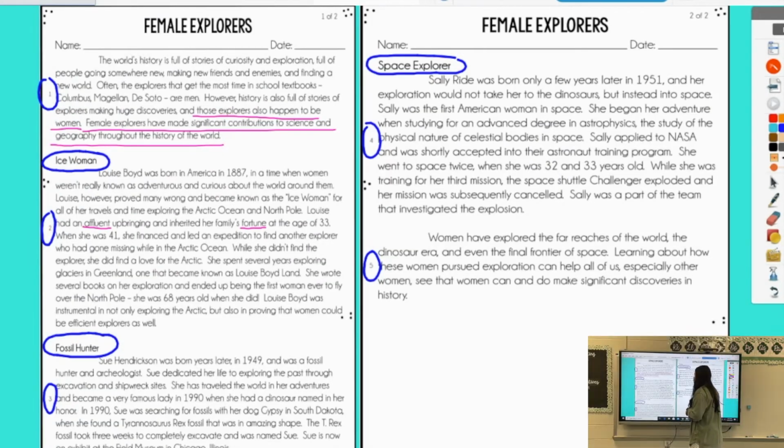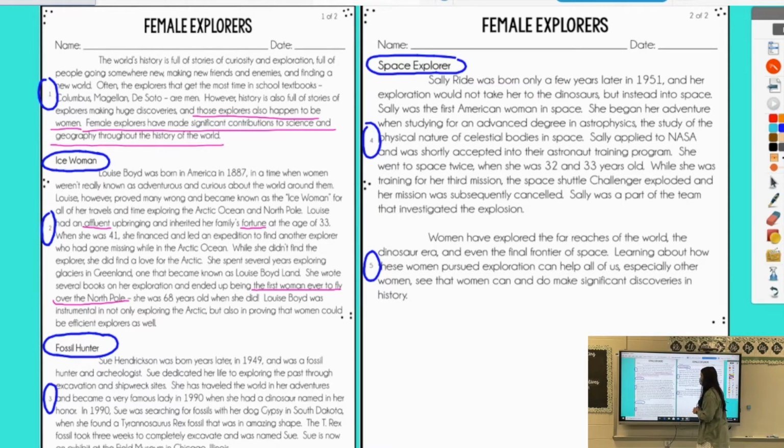She spent several years exploring glaciers in Greenland, one that became known as Louisa Boyd Land. She wrote several books on her exploration and ended up being the first woman ever to fly over the North Pole. That's probably important. It is definitely important. She was 68 years old when she did.